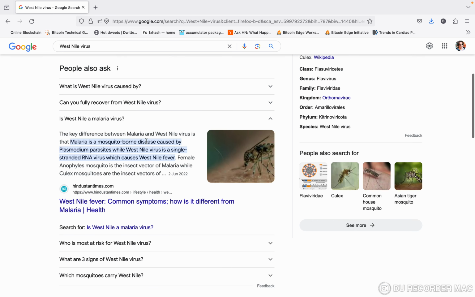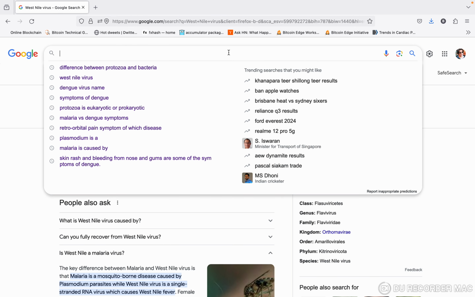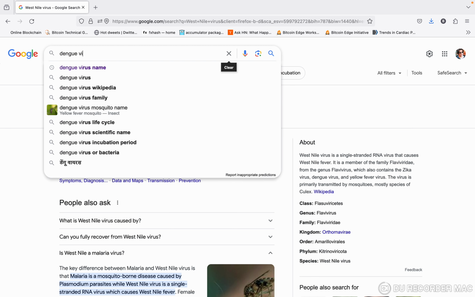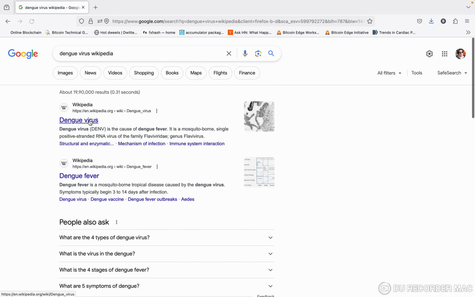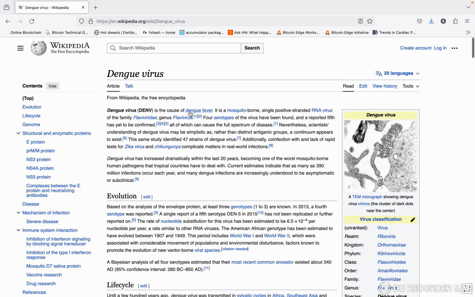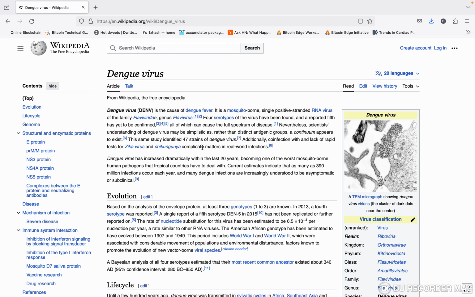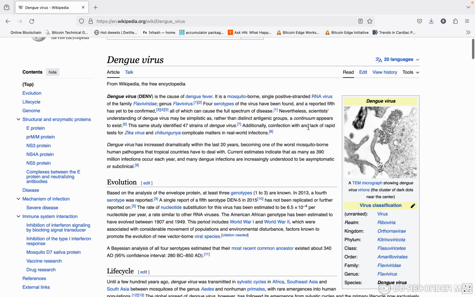Malaria and West Nile virus. Malaria is mosquito-borne, caused by the Plasmodium parasite. And the virus causes West Nile fever. Dengue is caused by dengue fever, a mosquito-borne, single-stranded RNA virus. Okay, so these are RNA viruses. Really, 4 serotypes of virus have been reported. Okay, there are 4 strains of dengue virus.